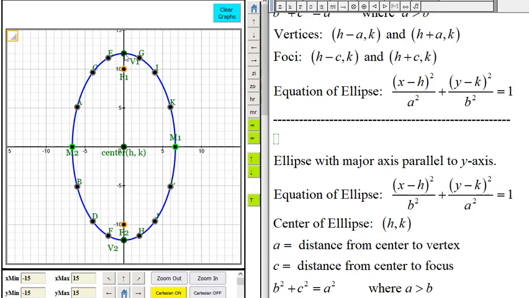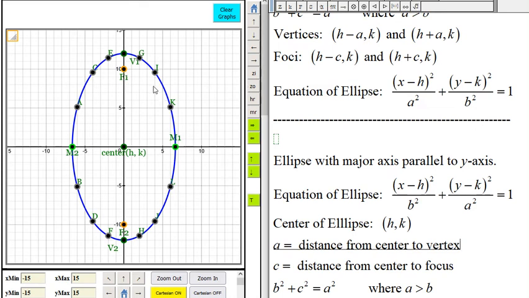A is the distance from the center to the vertex, so A will always be longer than C, the distance from center to focus. B is the distance from center to either M1 or M2. So for A, B, C, A is always the longest. If A squared is under the x minus h squared, then we get an ellipse where the major axis is parallel to the x-axis. But if A squared is under the y minus k squared, then we get this ellipse where the major axis is parallel to the y-axis. And so that's the difference.